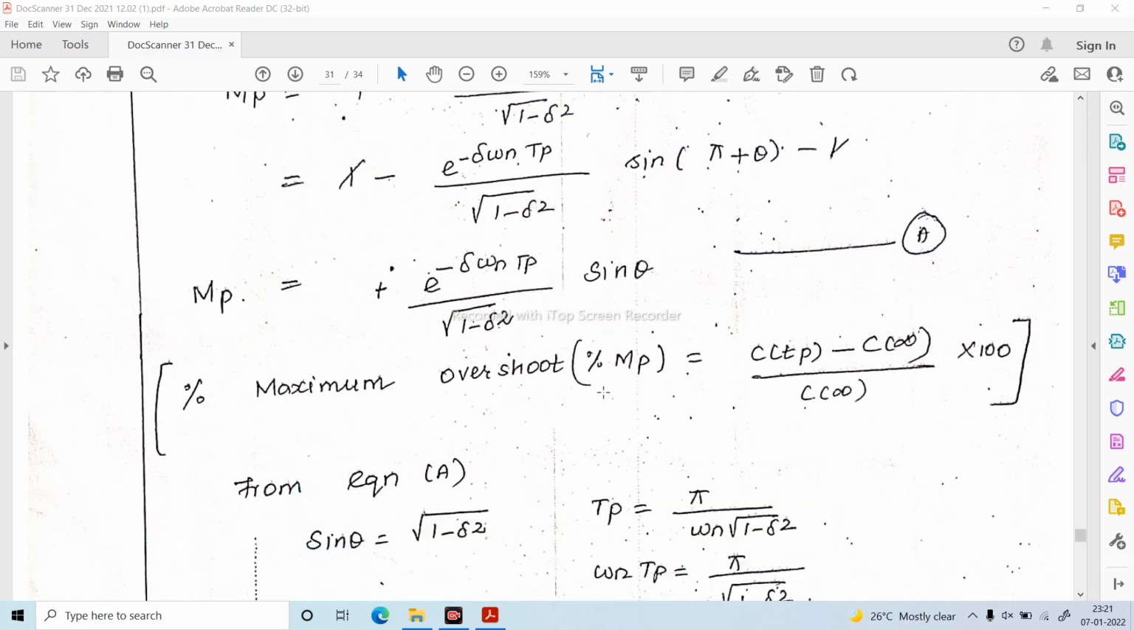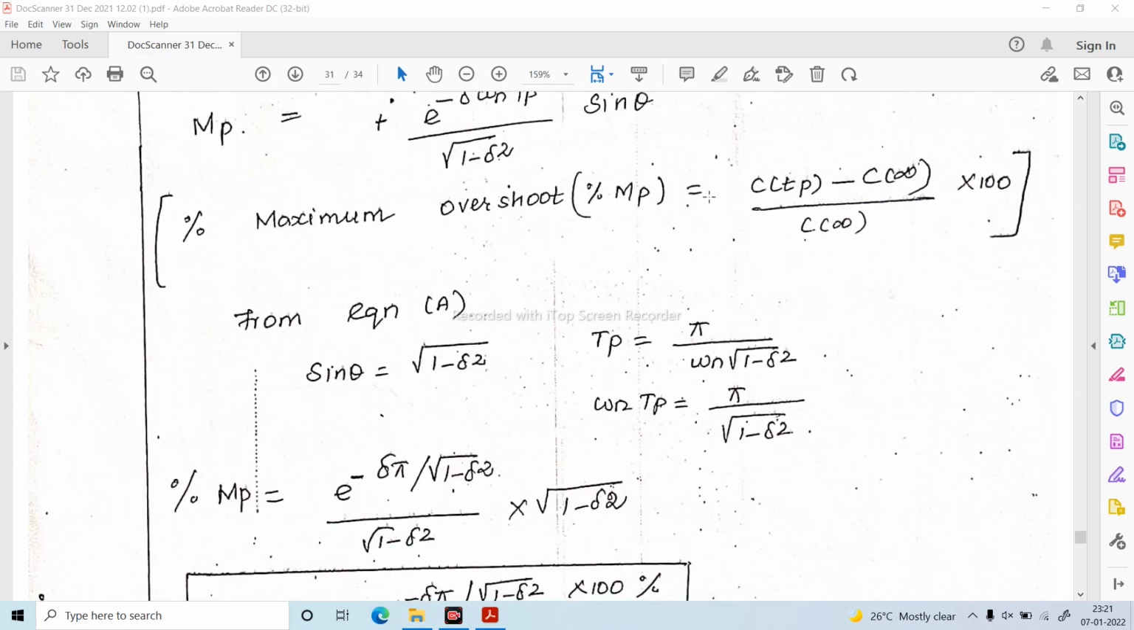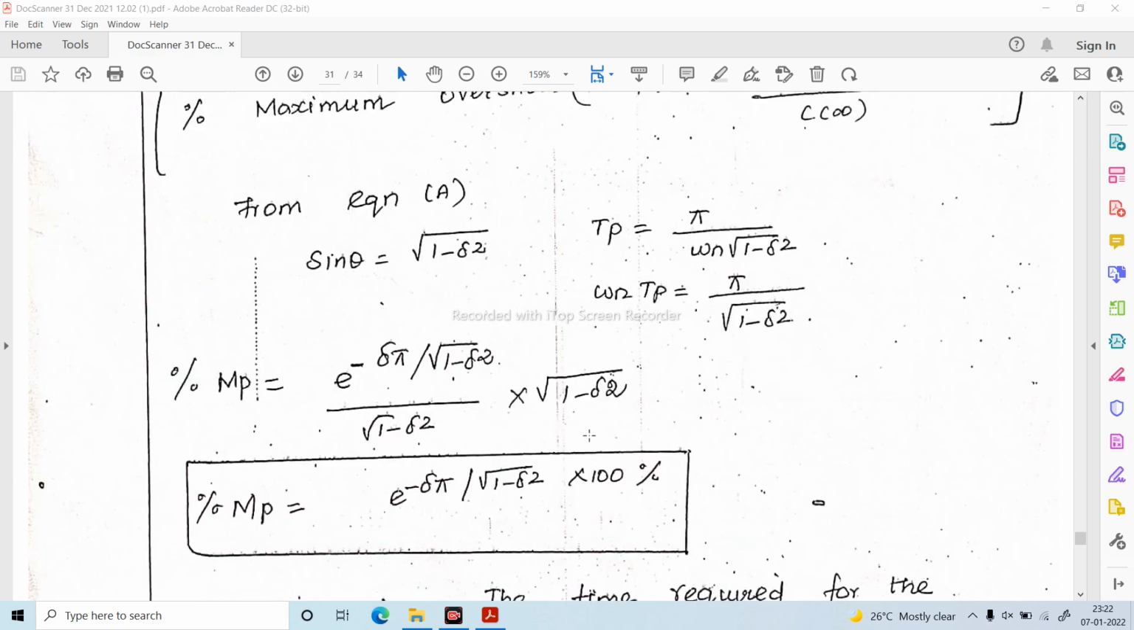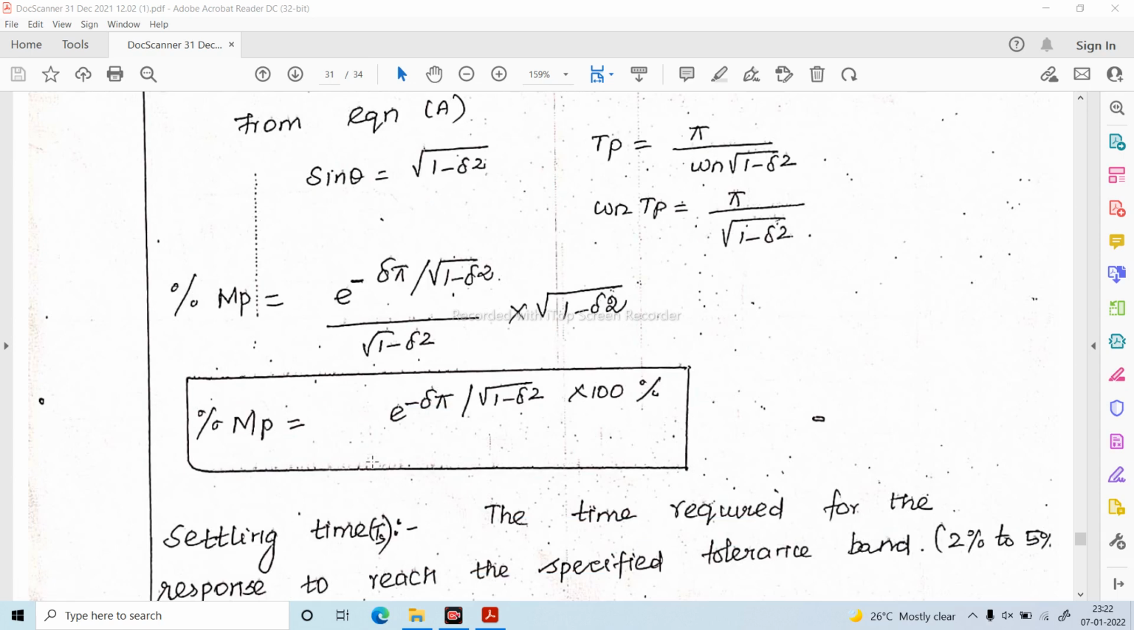So the maximum overshoot percentage of Mp equals, this is the formula, c of tp minus c of infinity divided by c of infinity into 100. Let's take the same equation, e power minus delta omega n into tp. Tp is what? Pi divided by omega d, or omega n square root of 1 minus delta square. This omega n and that omega n get cancelled, and sine theta is there. What is sine theta? Square root of 1 minus delta square. Both get cancelled. Finally we get the answer: percentage of Mp is e power minus delta pi divided by square root of 1 minus delta square, into 100.